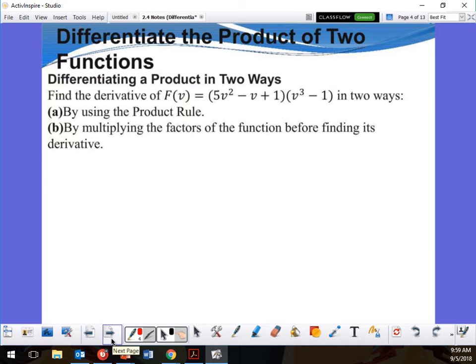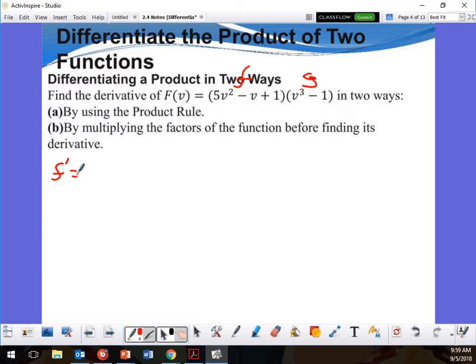Now, right here, find the derivative, differentiating the product in two ways. Product rule, or multiplying the factors and then finding the derivative. So we could either do product rule here, or we could do the distribution. I would distribute it all the way and then take the derivative, or multiply it. So let's try A, product rule. This is my f, and this is the g. So I'm just going to leave f up there.